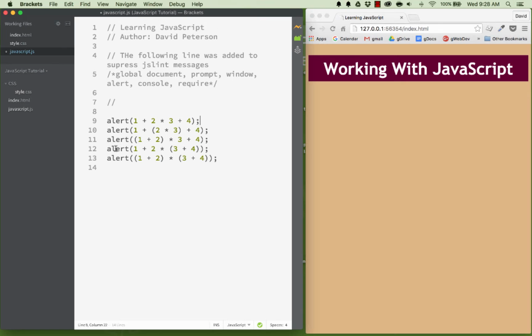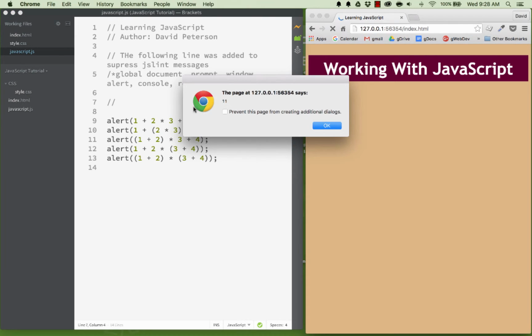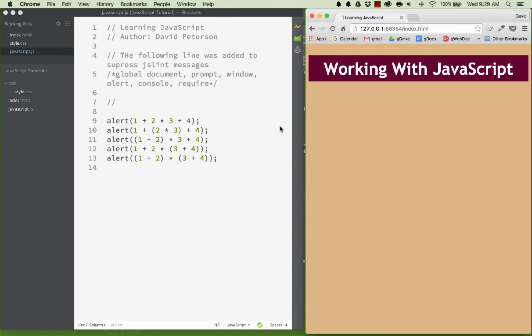and add 4, versus line 12 is I want to multiply 2 times 7 and add 1. And line 13 is I want to multiply 3 times 7. So if I run this, you can see how this plays out. First is 11. Line 10 is 11. Line 11 is 13. Line 12 is 15. And line 13 is 21.